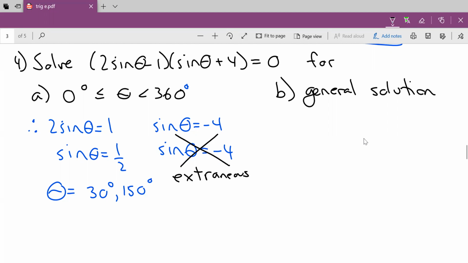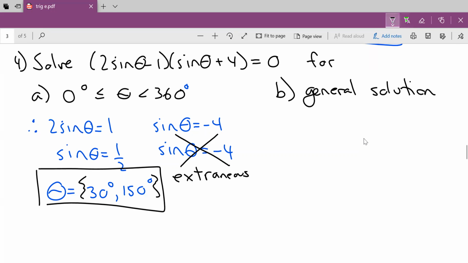So I need you to do both. In 30-1, I need you to be doing both. Cross it off and write extraneous. So this is our solution. Okay, so we have two answers, one in quadrant 1 and one in quadrant 2.